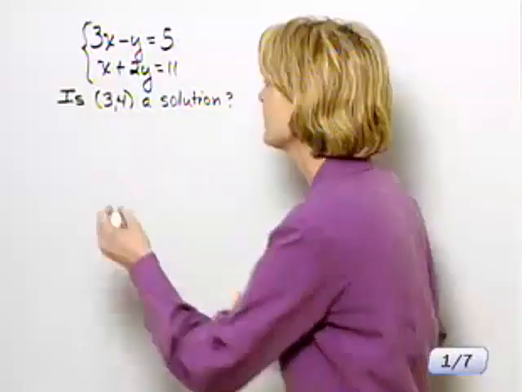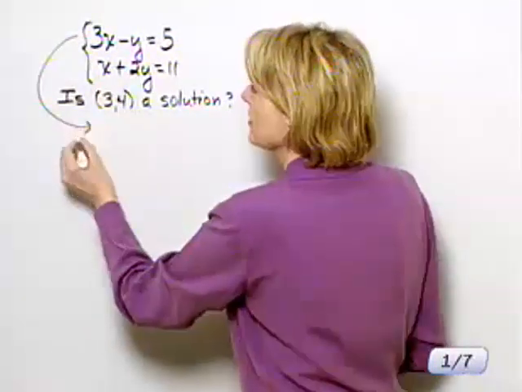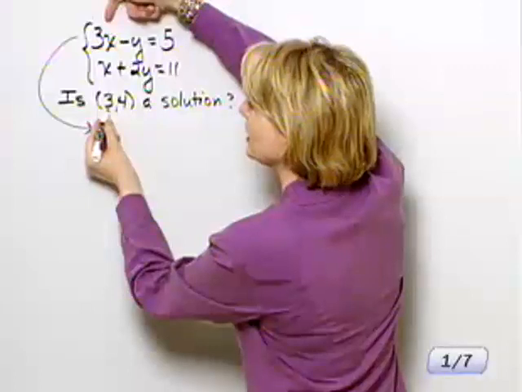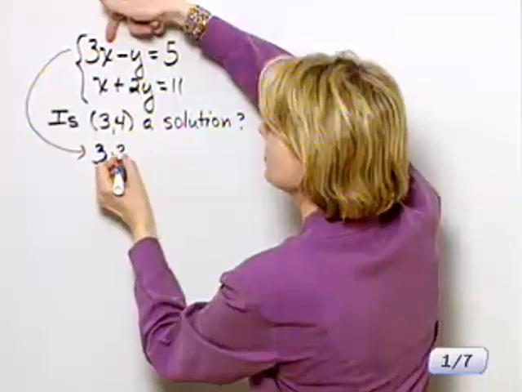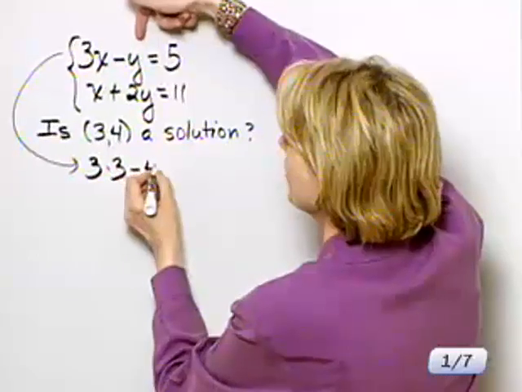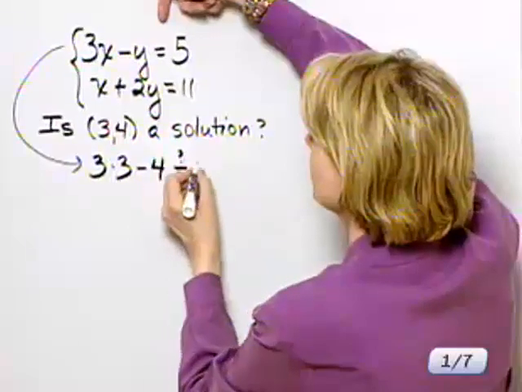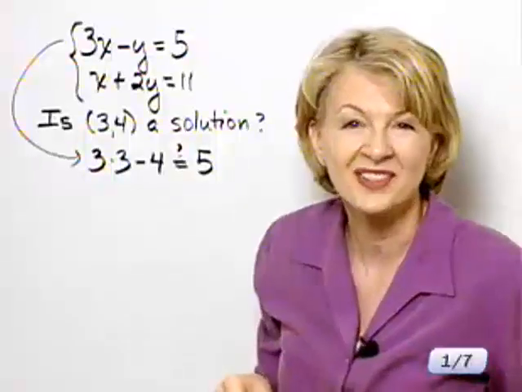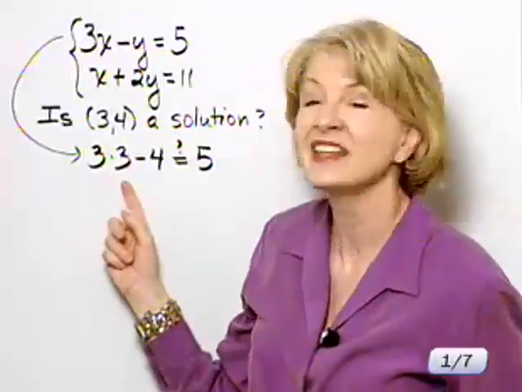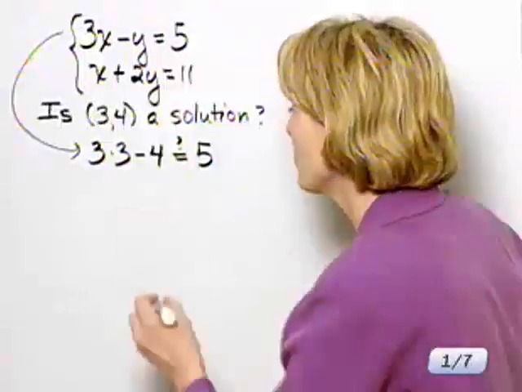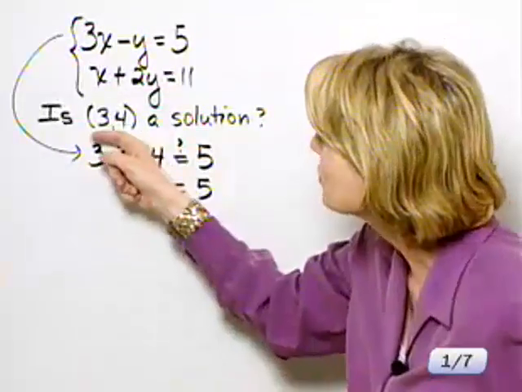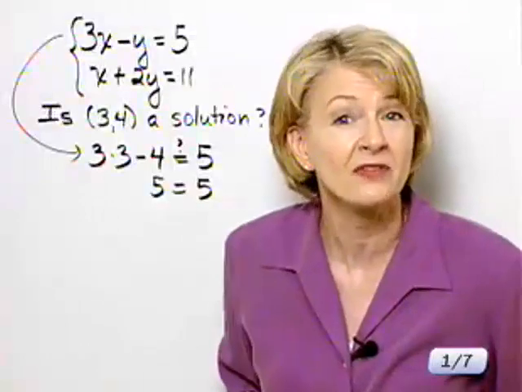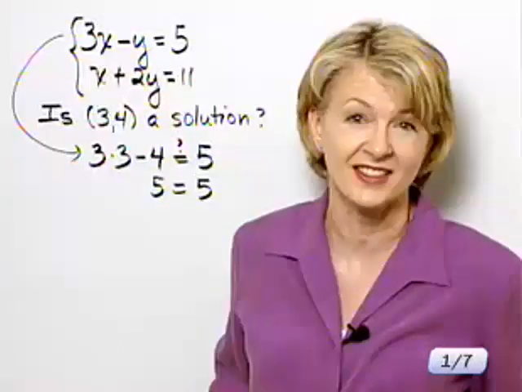So let's do that. Let's start with the first equation. I'm going to let x be 3 and y be 4. If x is 3 and y is 4, is this a true or false statement? Well, 3 times 3 is 9. 9 minus 4 is 5. 5 does equal 5, so this is a solution of the first equation in the system.